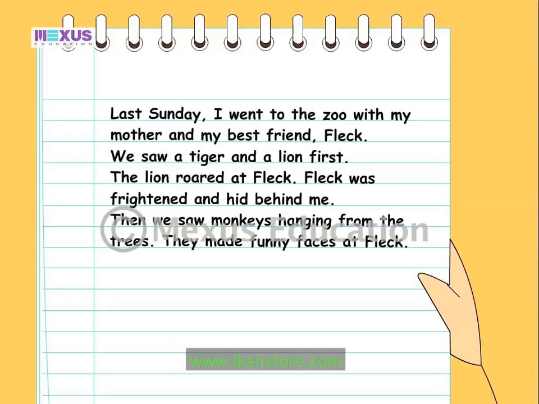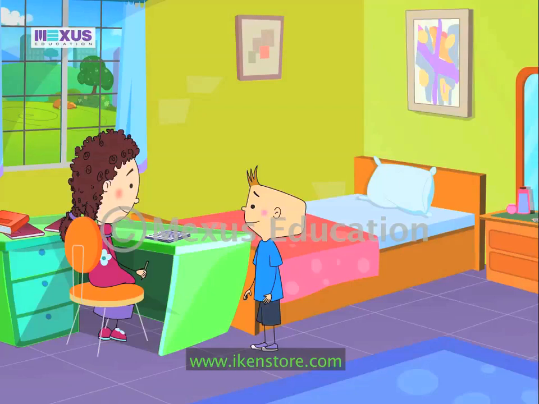Last Sunday, I went to the zoo with my mother and my best friend, Fleck. We saw a tiger and a lion first. The lion roared at Fleck. Fleck was frightened and hid behind me. Then we saw monkeys hanging from the trees. They made funny faces at Fleck. It's funny, Zizi. Thanks, Fleck. I better finish it now. Then we can go and play.